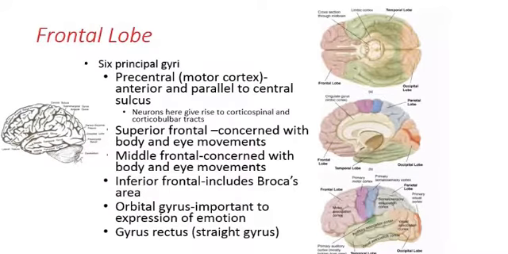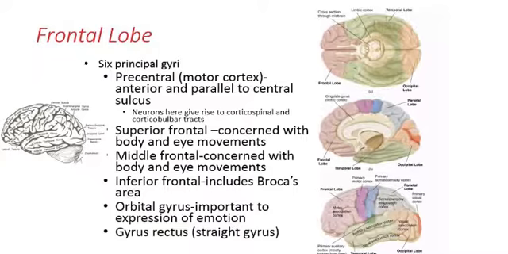When we look at specifically the cortex, we have 6 principal gyri within the frontal lobe that are associated with various functions. The precentral gyrus is called motor cortex. We call it precentral because it's the first gyrus right in front of the central fissure that we talked about earlier. That's responsible for your primary motor function. It's anterior and parallel to the central sulcus, or fissure of Rolando. And neurons here give rise to corticospinal and corticobulbar tracts, more involved with movement.